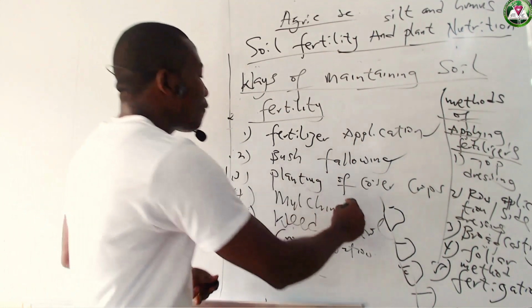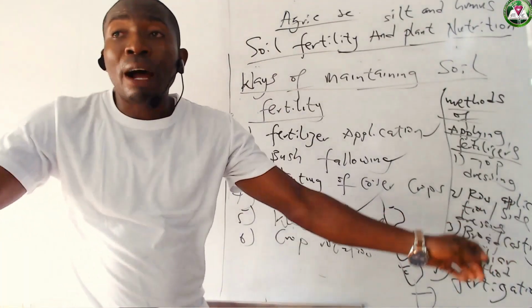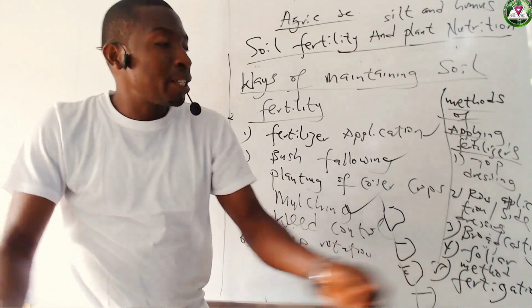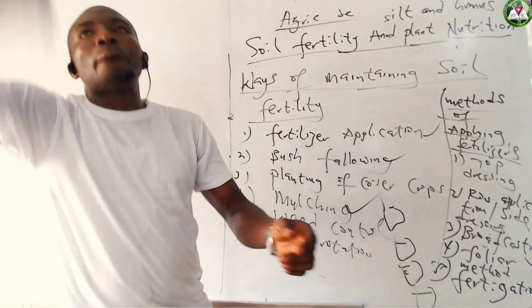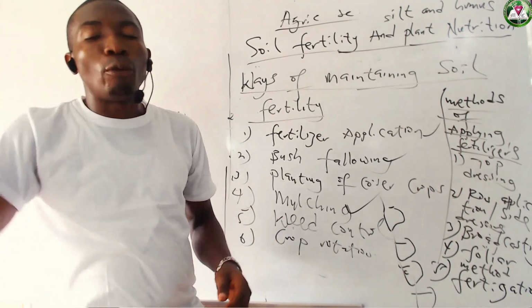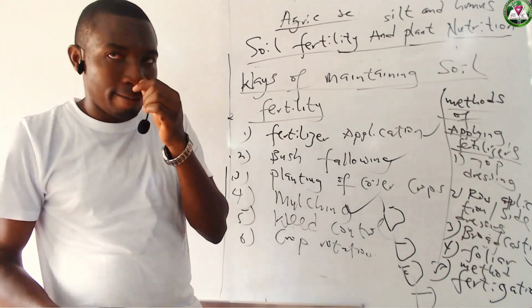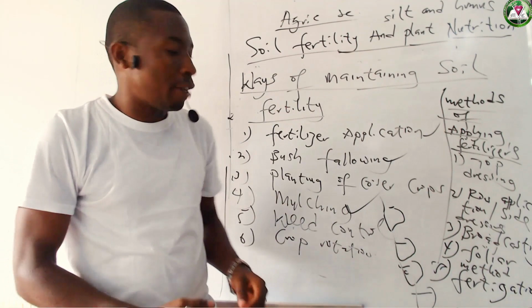Now, another one we have is mulching. Mulching has to do with covering of the farmland with some pieces of materials such as dried leaves, to avoid evaporation of water from the soil, to avoid loss of moisture content from the soil. That is your mulching. Cover your farmland with dry leaves. As you are doing it, you are maintaining the soil fertility.